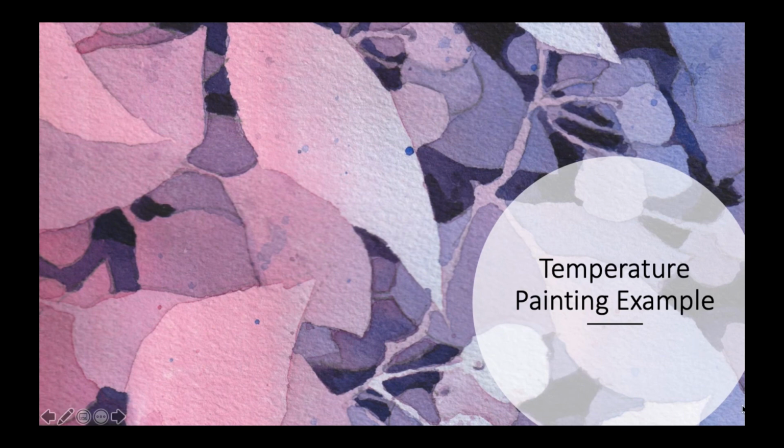The assignment 3, which is your temperature painting example. So you have to use analogous color harmony, 2 primary colors to mix a secondary color, and a variegated wash. So it brings all the concepts together. And you're going to pick a shape that is associated with your theme in order to make sure that your exercise has a theme associated with it.